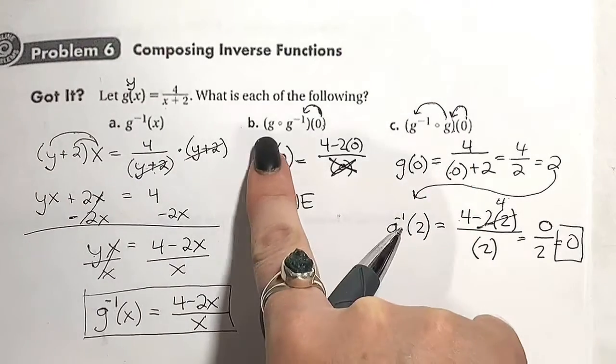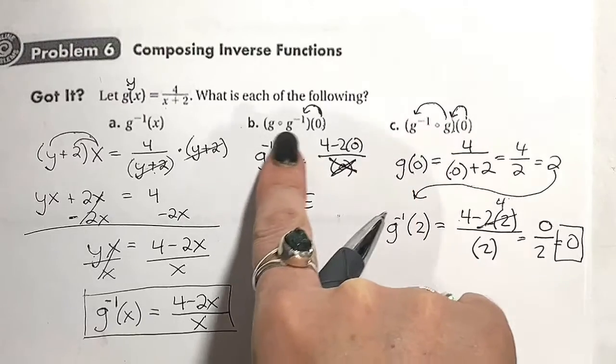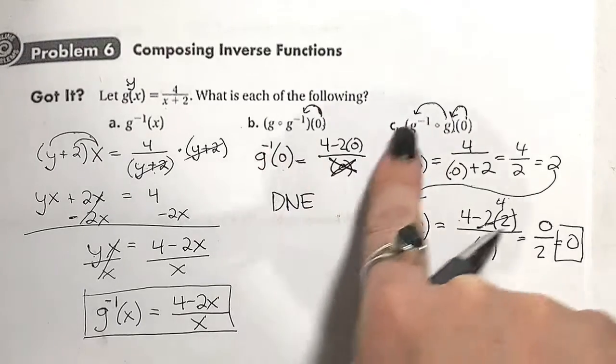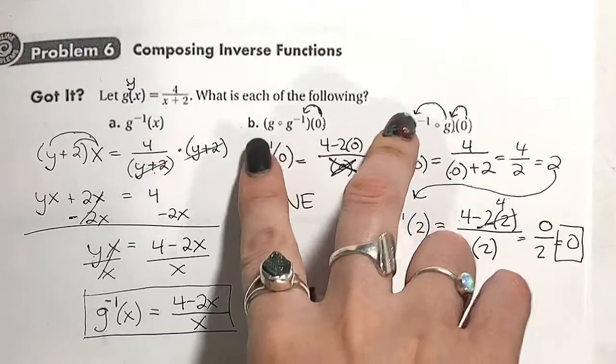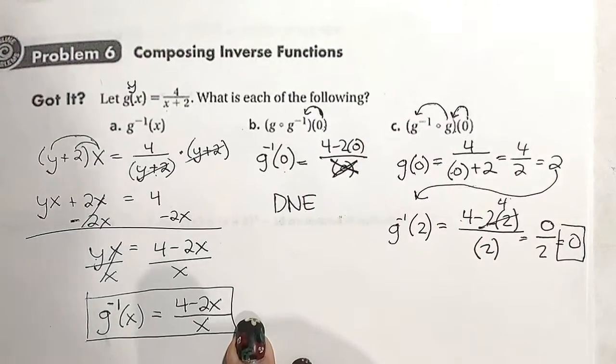So remember, the order matters on our compositions. A composition in one direction might not work out, but if I flip the direction, it might. So we can't say that these are going to be equal to each other because most of the time they are not equal to each other.